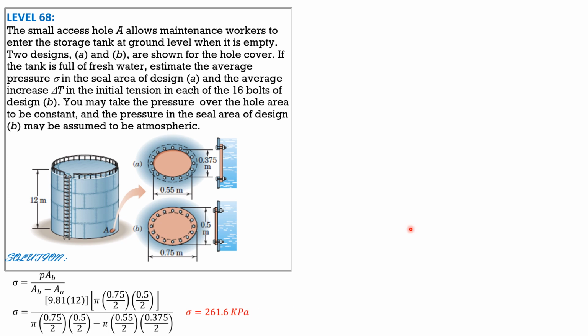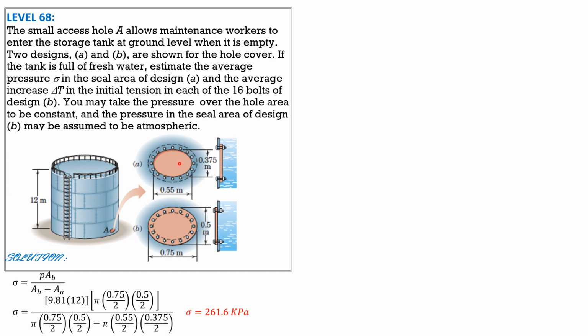And it is equal to 261.6 kilopascals. Then for part B, the average increase delta T in the tension in each of the 16 bolts of design B. For the second part, we have the force over design A, and this force pushes the area of A, which then causes initial tension in each of these 16 bolts.